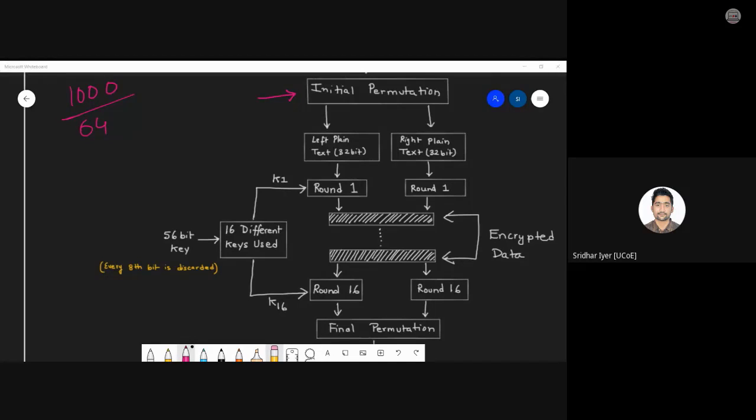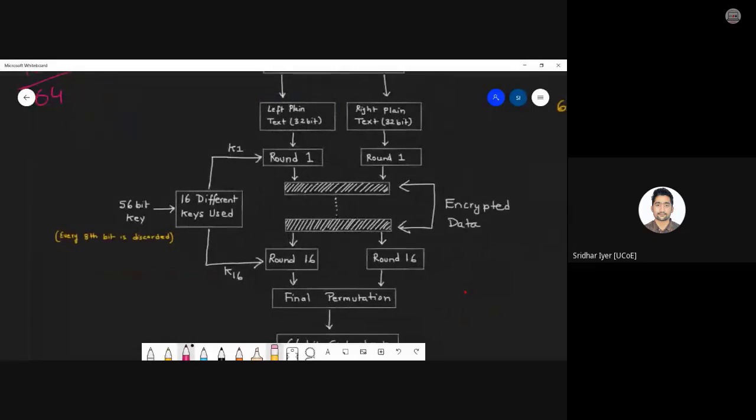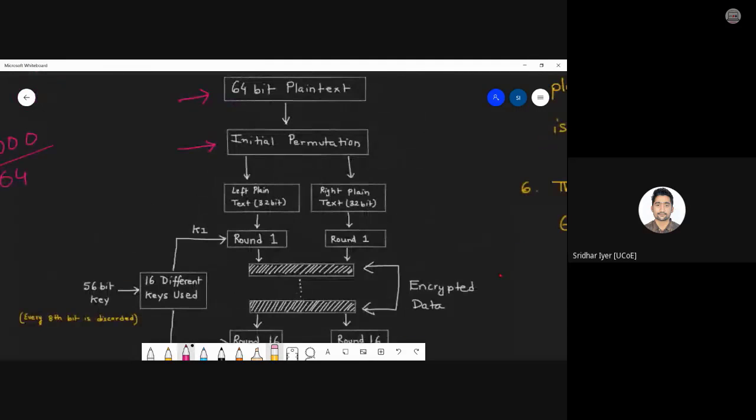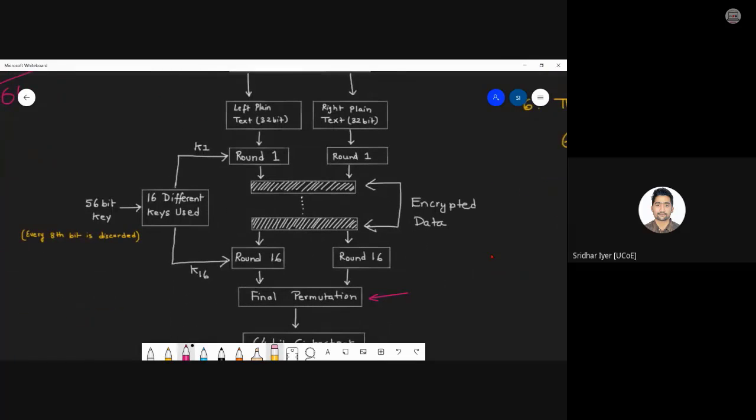Fine. Okay. So after the end of 16 rounds, you still do not have the ciphertext ready. What you do is perform one final step, which we call the final permutation. Similar to your initial permutation, we again change the positions of the text based upon some table.